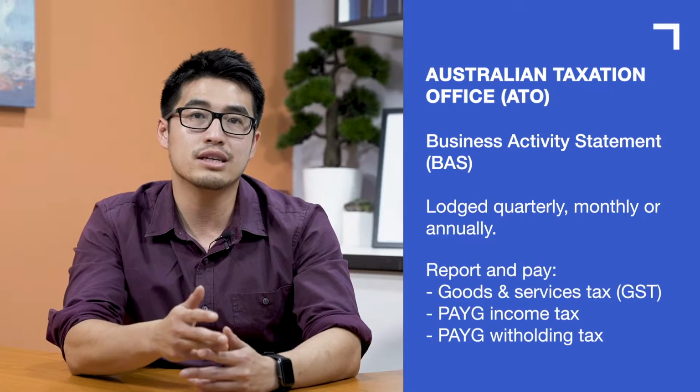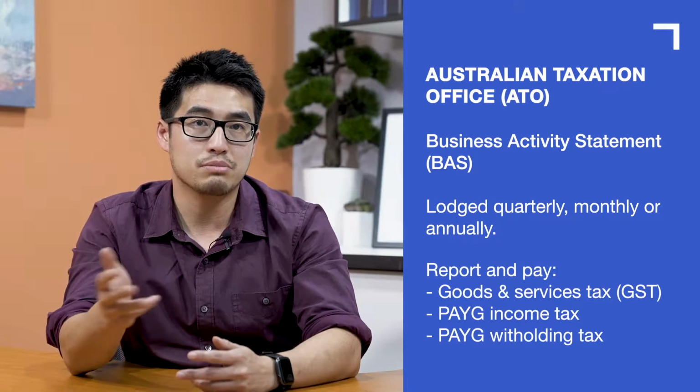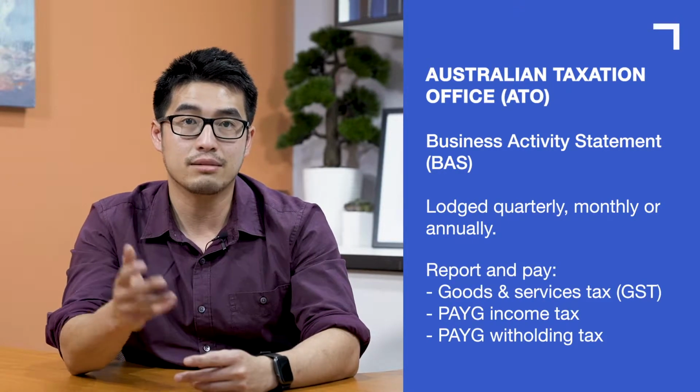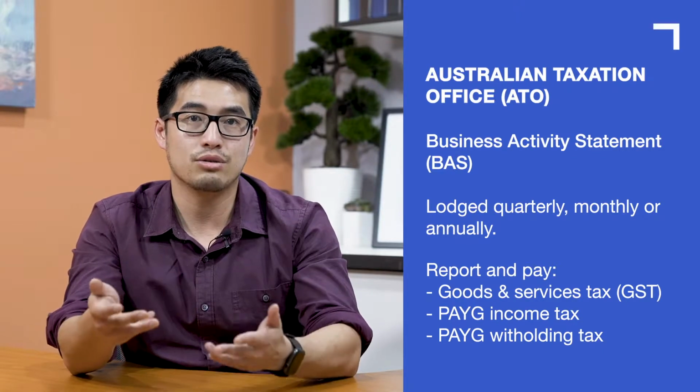So number one, let's start with ATO. So what do we need to lodge with the tax office and what do we need to prepare? The first thing we need to do, of course, is business activity statements. That's basically to deal with your GST, your employees tax, which is PAYG withholding, and your income tax for the business that you're running.